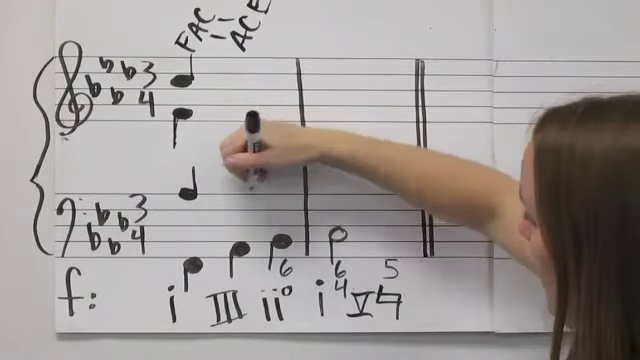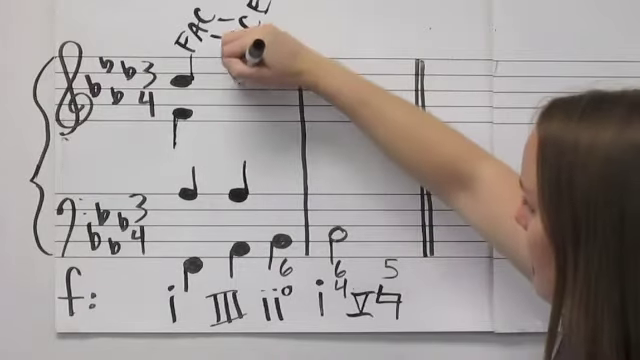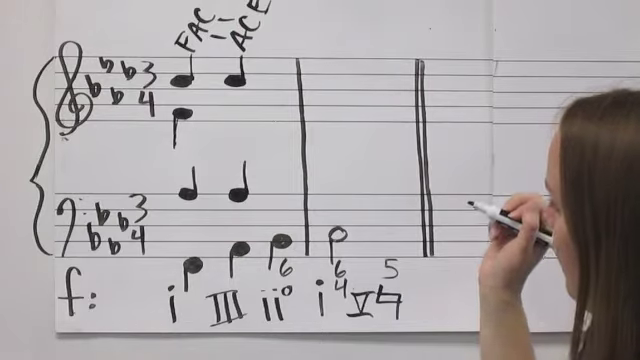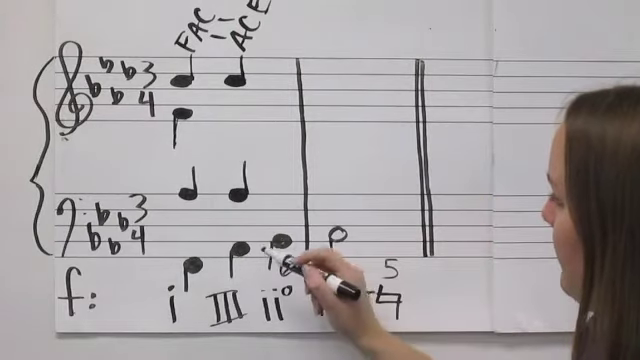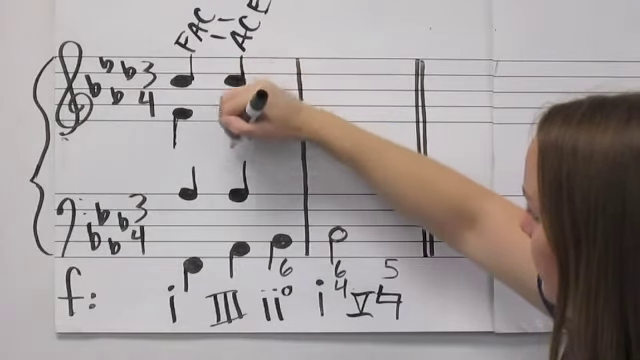So let's see, we have A in the tenor, so we'll keep it in the tenor here. And we have C in the soprano, so we'll keep that. And then we're just missing an E. So we have A, A, C, E will go right down here in the alto.